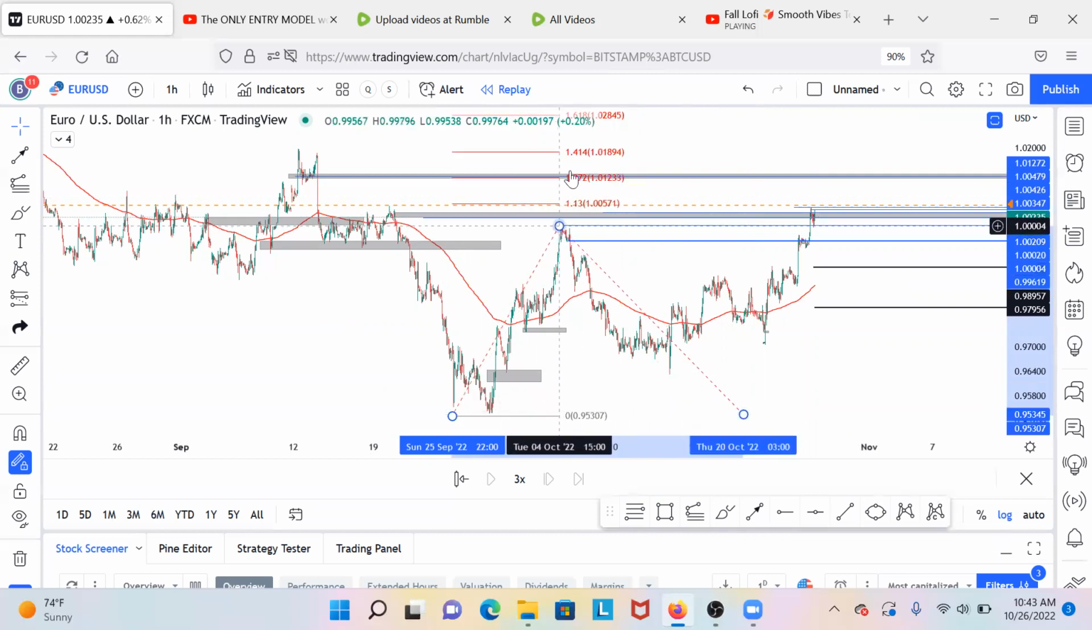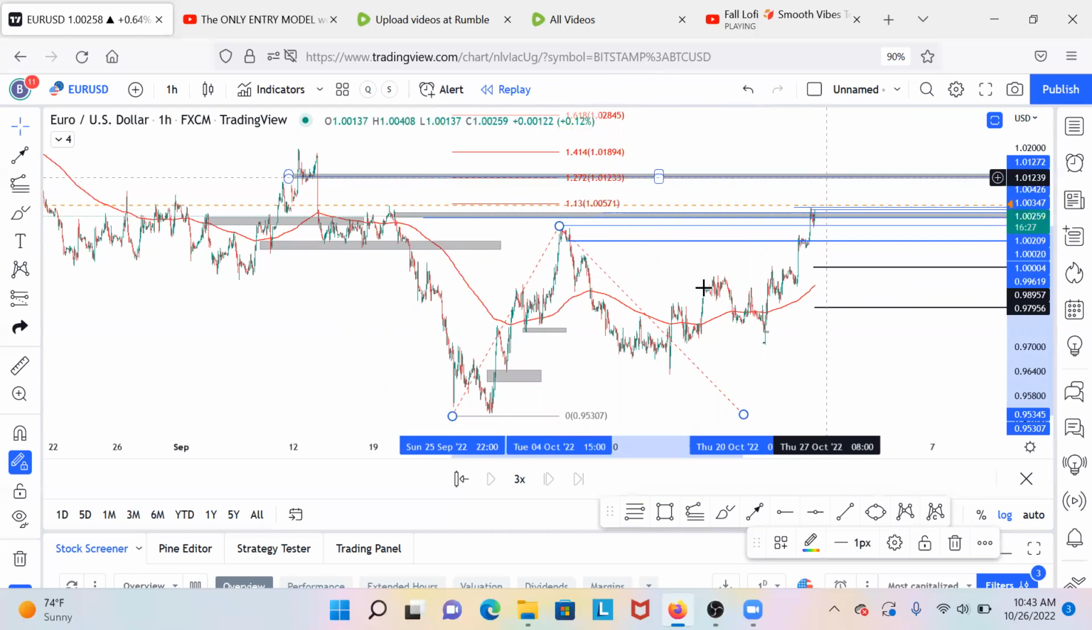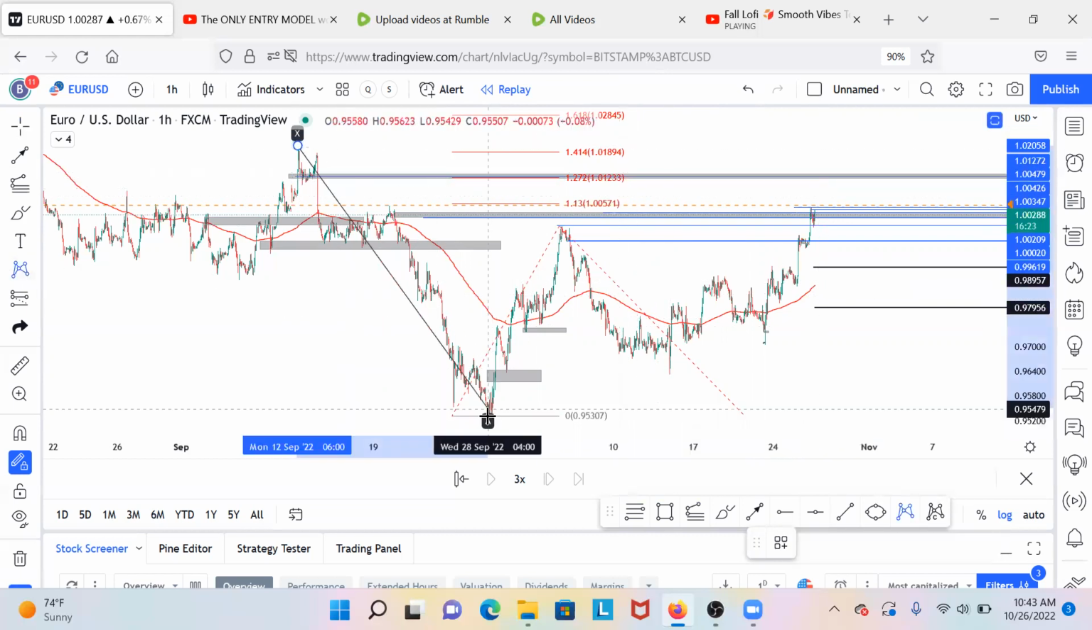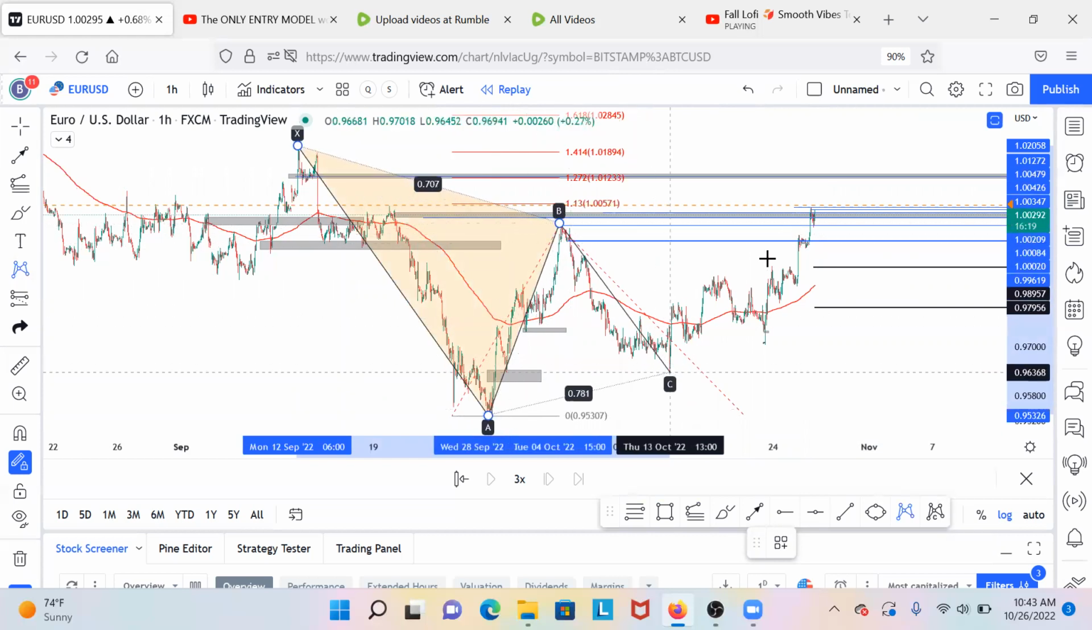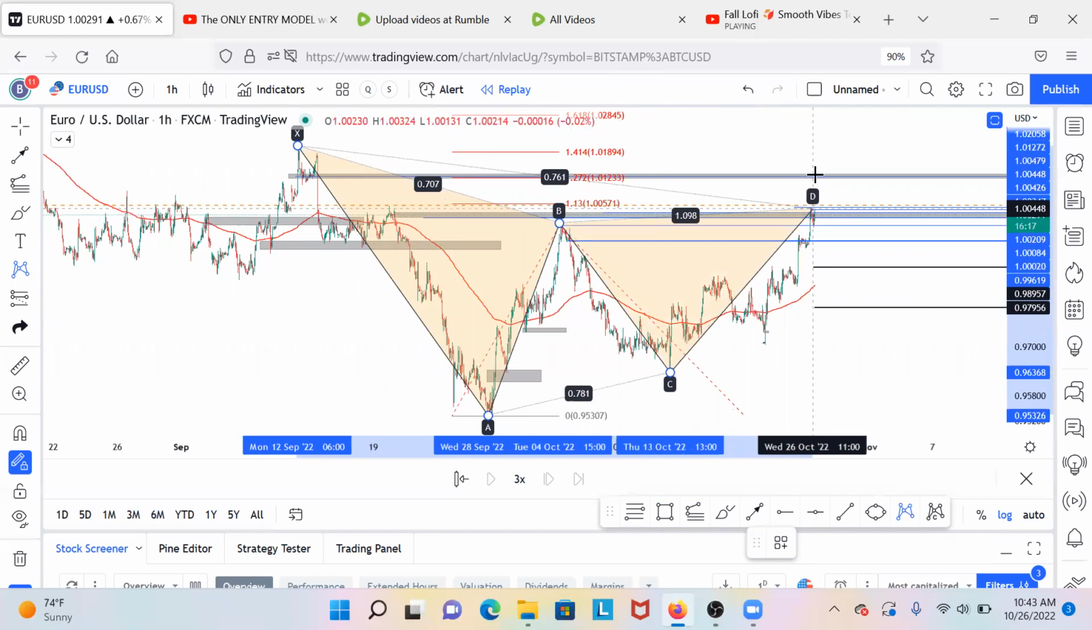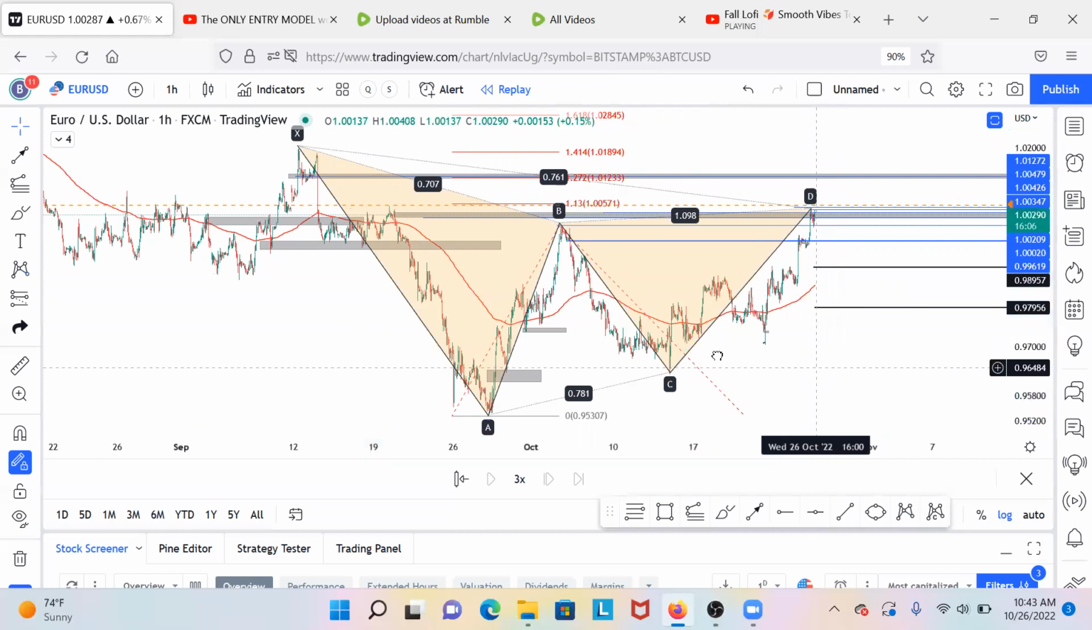But that extension level is what I'm looking to get involved in also as a second entry point if the market does push back up here. So this is what that pattern will look like. We got X to A to B, B to C, and C to D, that completion right here. Understanding that price could potentially push up here, which I hope it doesn't. I hope the market holds at this level and continues to drop to the downside.